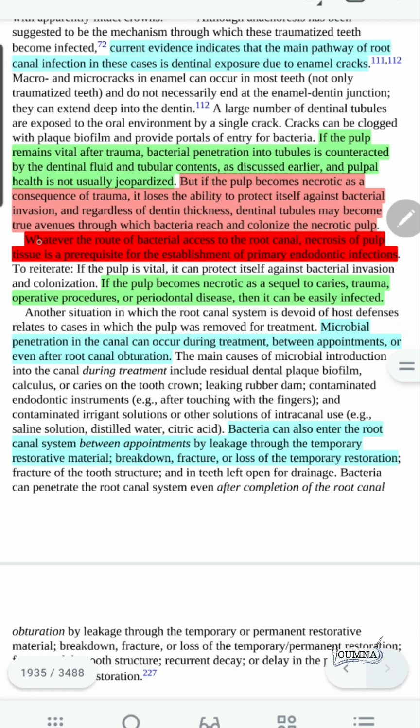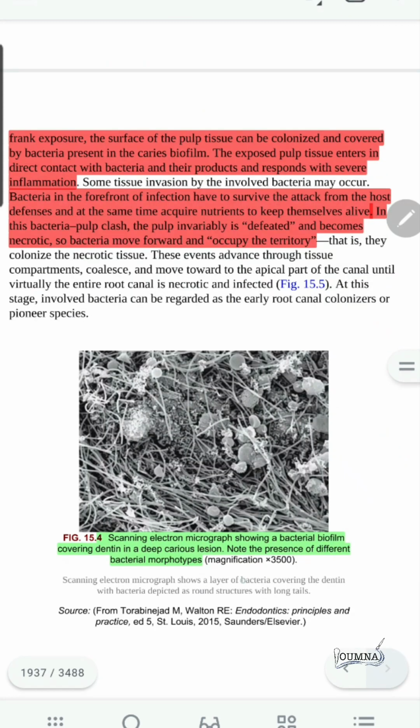As a result, whatever the route of bacterial access to the root canal, necrosis of the pulp is a prerequisite for the establishment of primary endodontic infections.